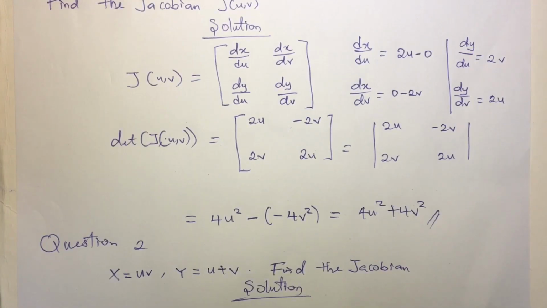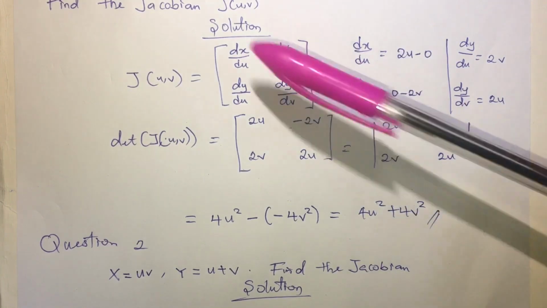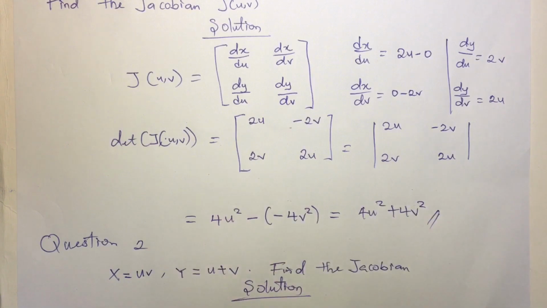Question 2. We have the function x, which is equal to uv, and another function y, which is equal to u plus v. Find the Jacobian. Now why not pause the video and try and work out this by yourself. Making reference to the previous problem, this representation is similar to it.